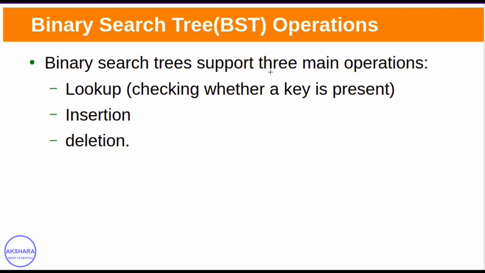Binary search trees support three main operations: lookup or search, insertion, and deletion of an element. The search operation will not modify the tree, but insertion and deletion can change the binary search tree representation dynamically. So the data structure must be modified in such a way that the properties of the binary search tree continue to hold.